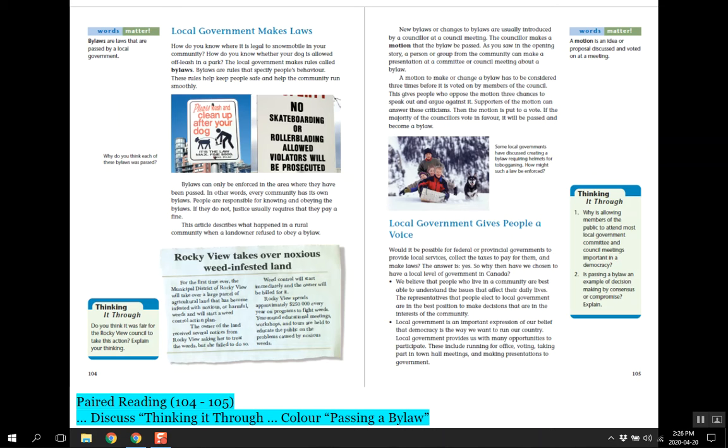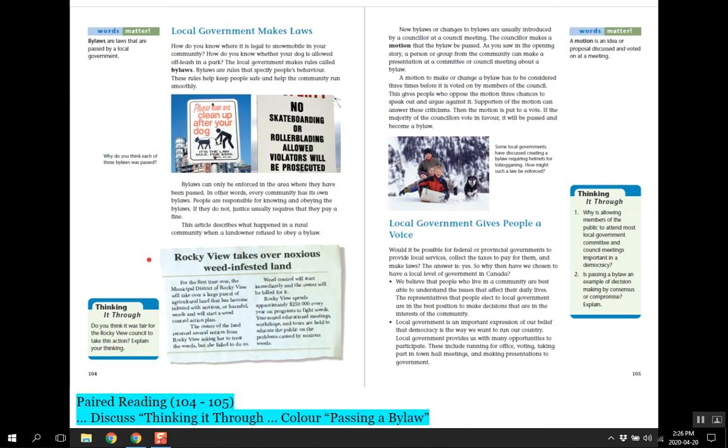Bylaws can only be enforced in the area where they have been passed. In other words, every community has its own bylaws. People are responsible for knowing and obeying the bylaws. If they do not, justice usually requires that they pay a fine. This article describes what happened in a rural community when a landlord refused to obey a bylaw.